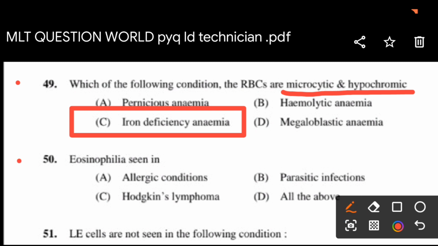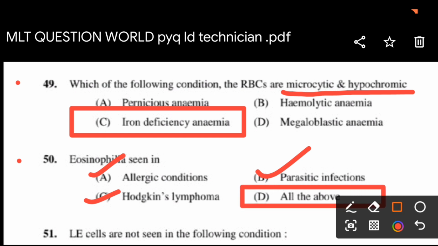Next one. Eosinophilia seen in allergy conditions, parasitic infections, Hodgkin's lymphoma, all the above. Eosinophilia is seen in allergy conditions, parasitic infections, Hodgkin's lymphoma. So, the right answer is all the above.